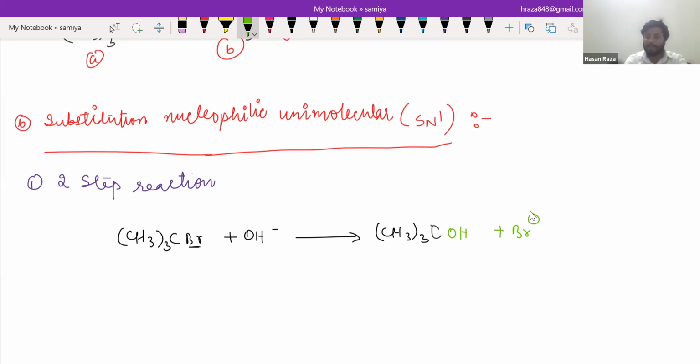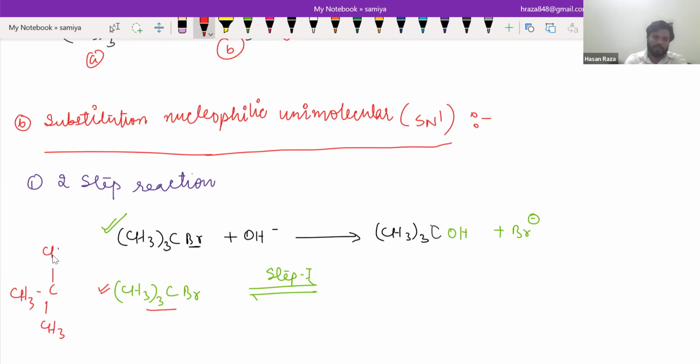This reaction is not single step. This is double step. I just wrote the reaction in a single step. So now I'm going to explain the mechanism behind this. (CH3)3CBr. This is step one. If I write the complete structural formula of this compound, it will be CH3, CH3, and CH3, and Br here.